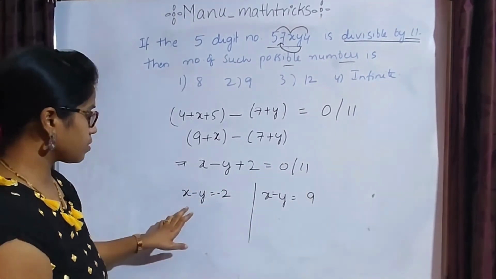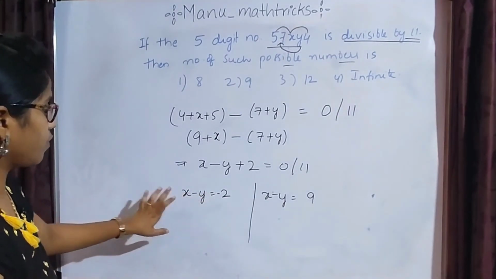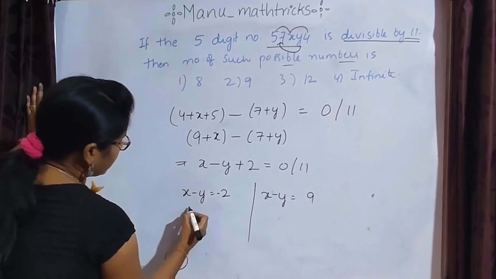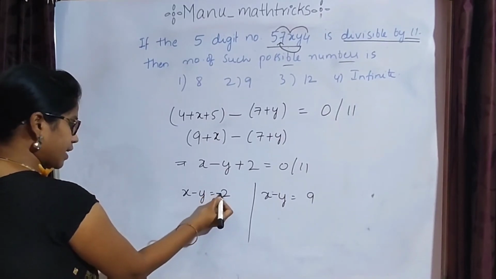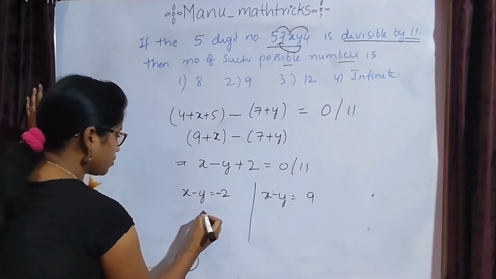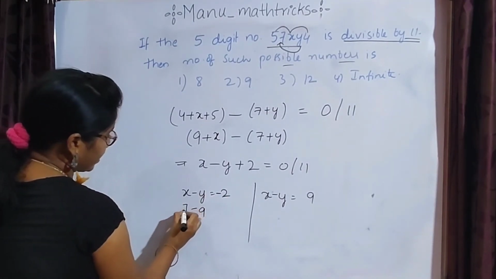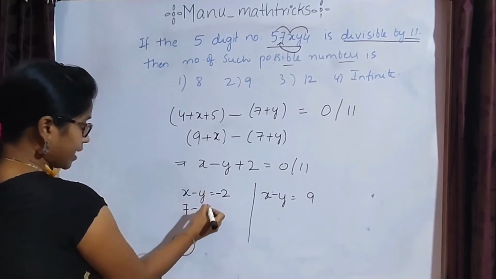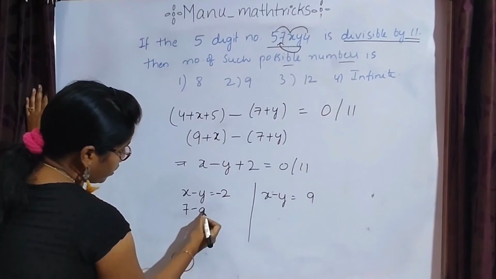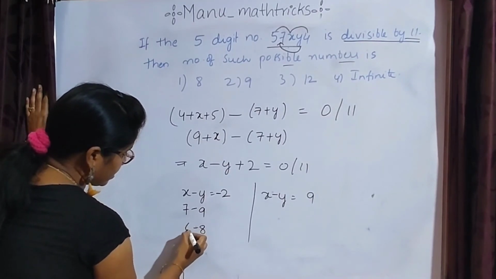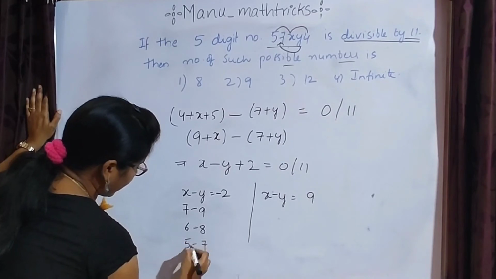Now let us check the possibilities of x minus y. If you are getting the minus value, it means y should be maximum. If we take y as 9, then x is 7, if the maximum number is 9 itself, as it is a unit digit number. Now if y is 8, x is 6. If y is 7, x is 5.